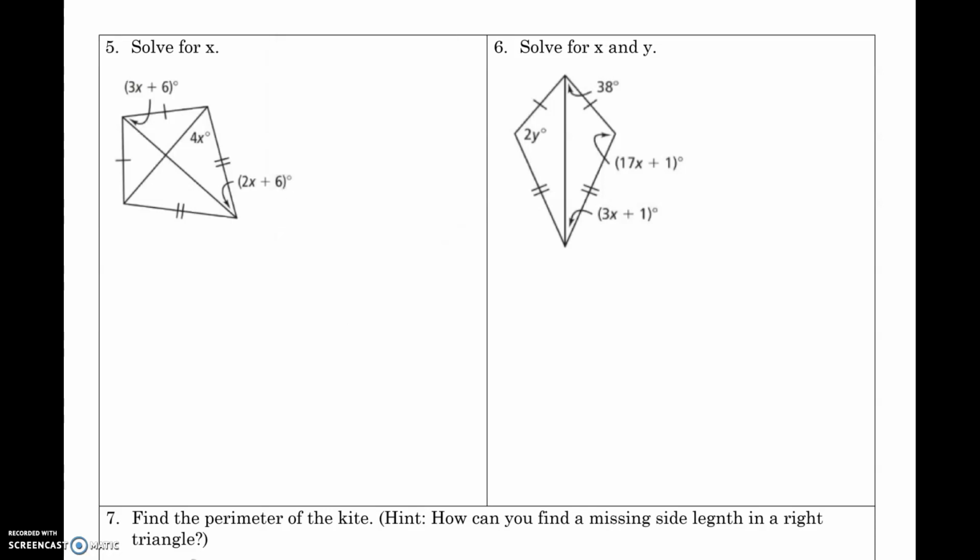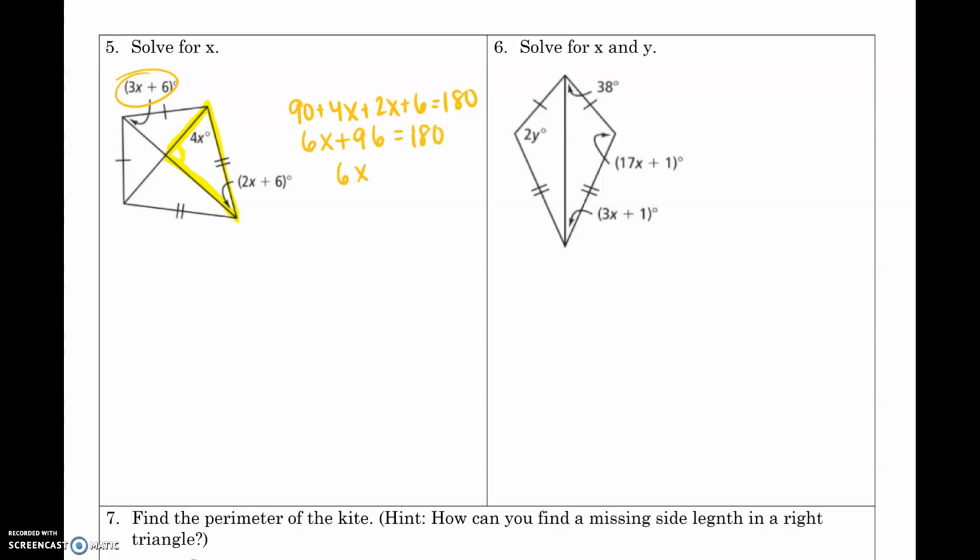For example 5, we know that the diagonals are perpendicular. So if we just take a look at this right triangle here, we know that all three angles have to add up to 180 degrees. So we have 90 plus 4x plus 2x plus 6 is equal to 180 degrees. We can ignore the 3x plus 6 because it's not really relevant to us. So we have 6x plus 96 is equal to 180.